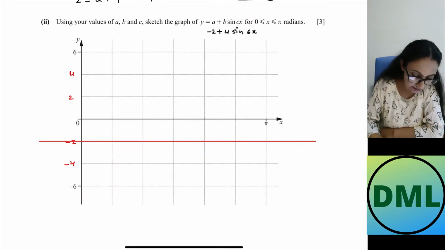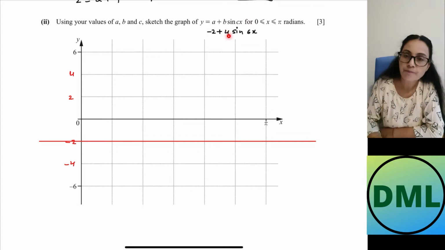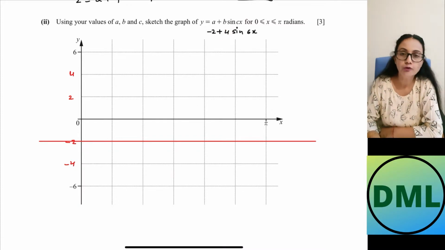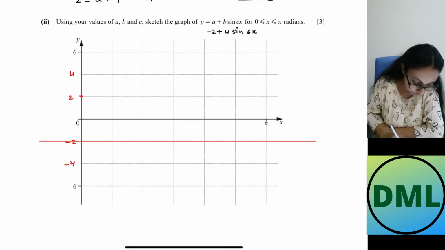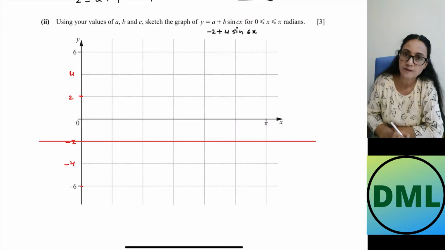I need to see the amplitude. My amplitude is how much? My amplitude is 4. That means it will go 4 units above the axis and 4 units below the axis. Let's mark the values first. 2 and 2, 4. That means it will touch 2. And if I go down, it will be 2 and 2, 4. That means it will touch at minus 6.